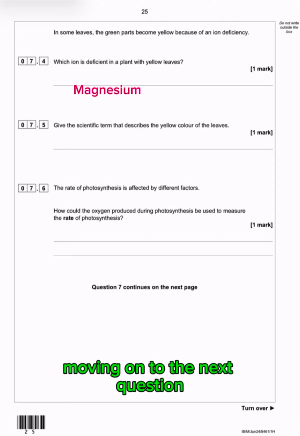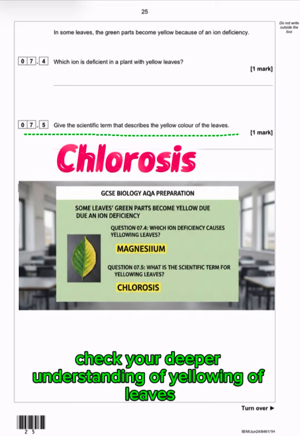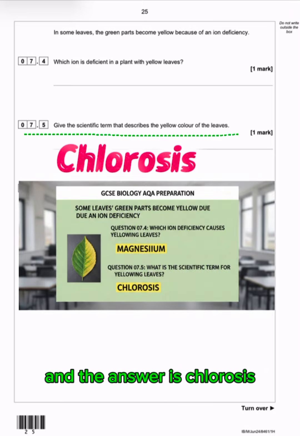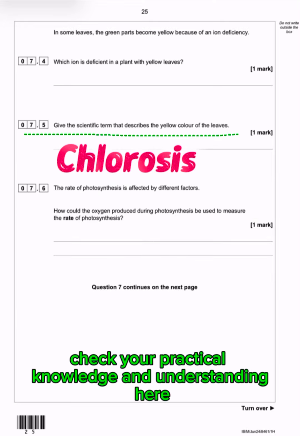Moving on to the next question, part 7.5, where the examiner checks your deeper understanding of yellowing of leaves. What is this scientific term called? And the answer is chlorosis. Next question, AQA examiners check your practical knowledge and understanding here.